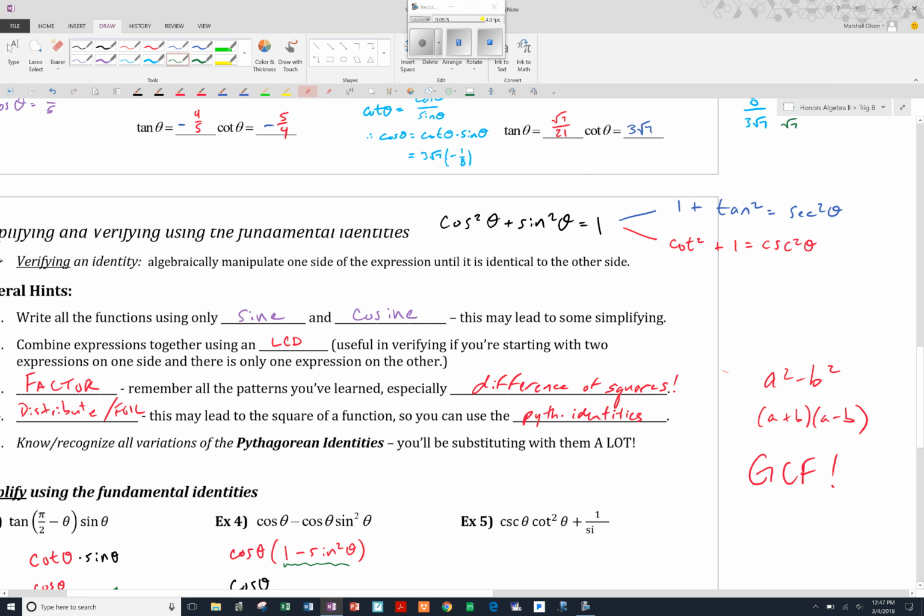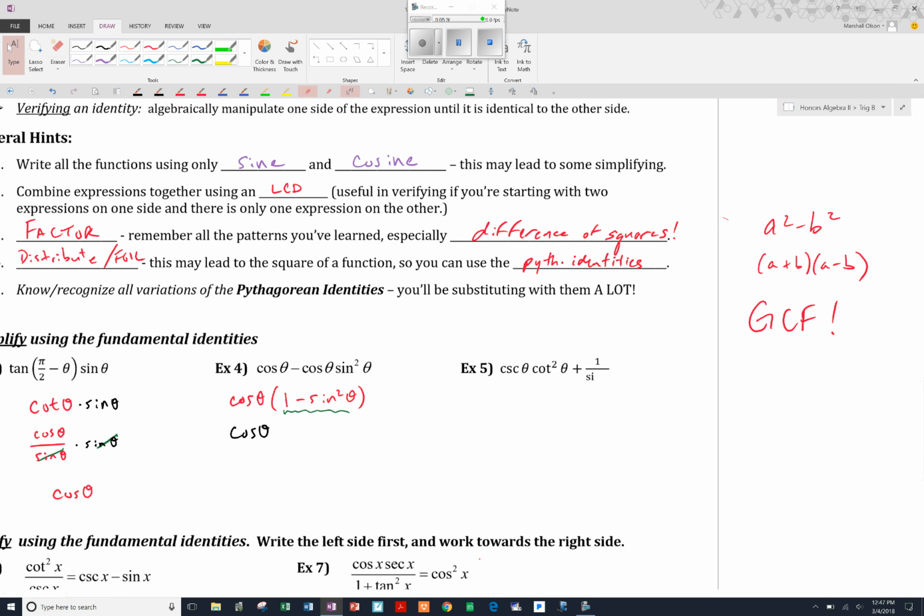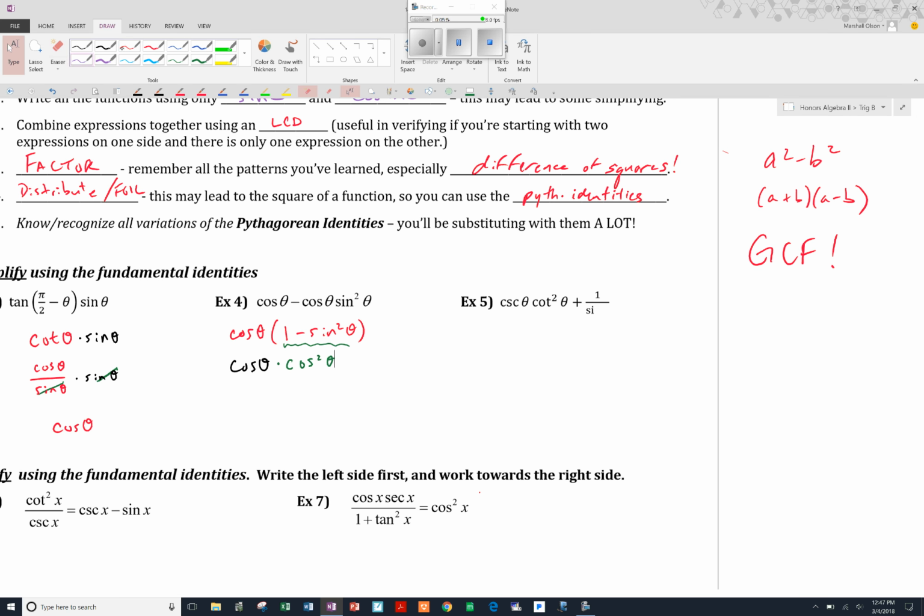I don't have it written up here. It's in one of the other forms, but hopefully you recognize that 1 minus sine squared is the same thing as cosine squared from our Pythagorean identities. 1 minus cosine squared would be sine squared. 1 minus sine squared is cosine squared. So our final answer here is just by multiplying those two together, which would give us cosine cubed.